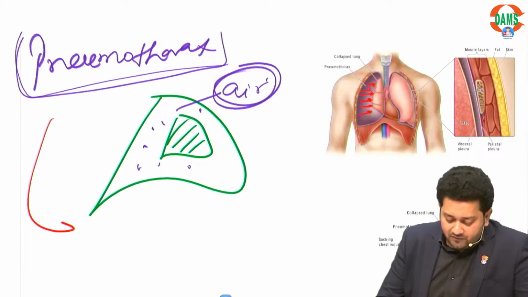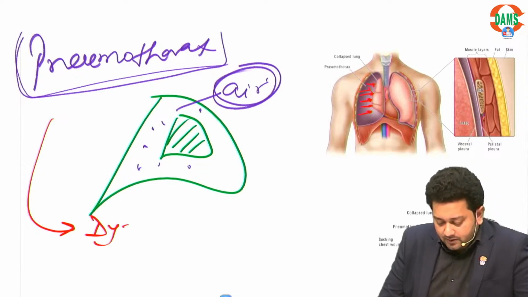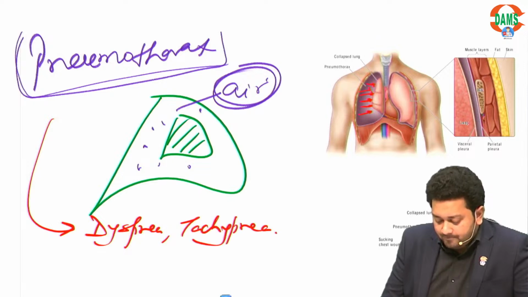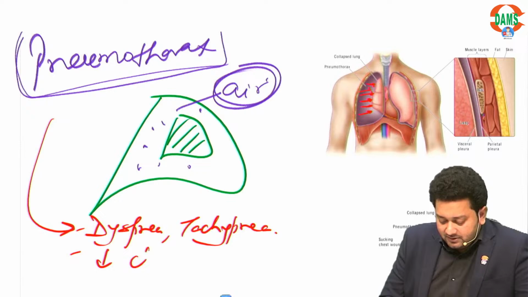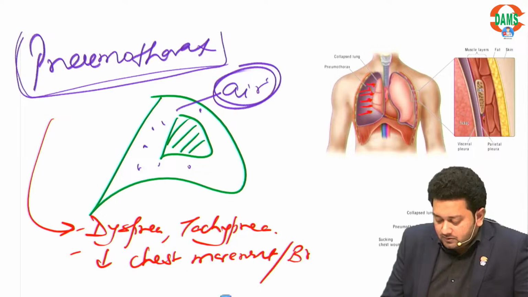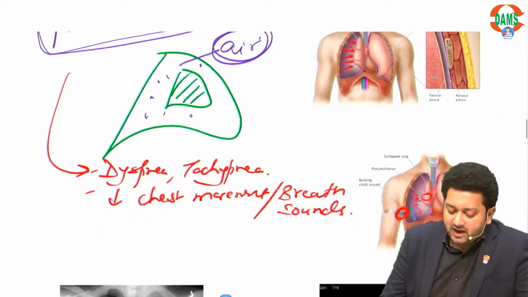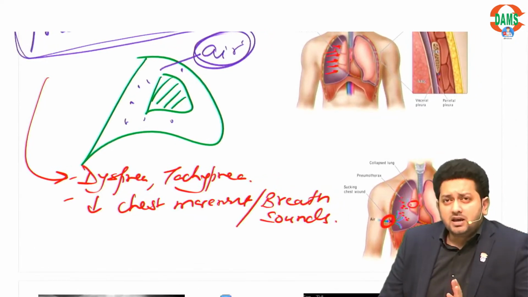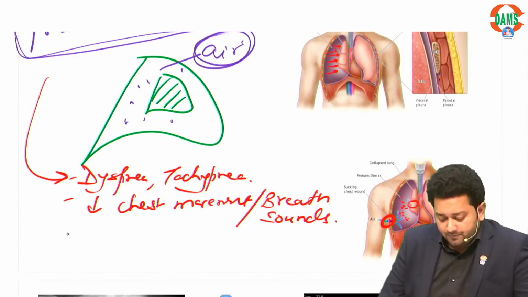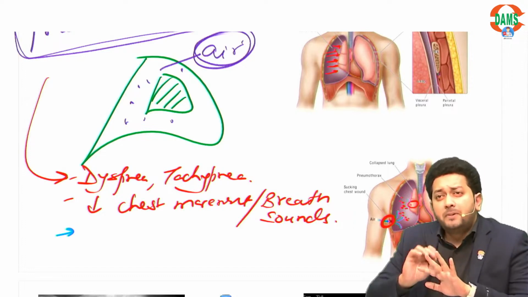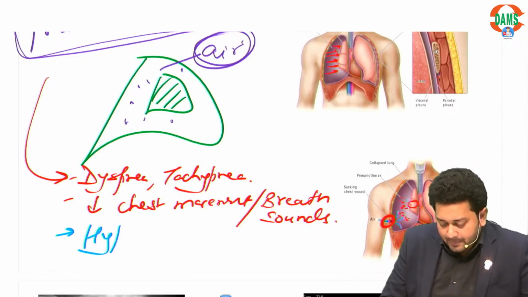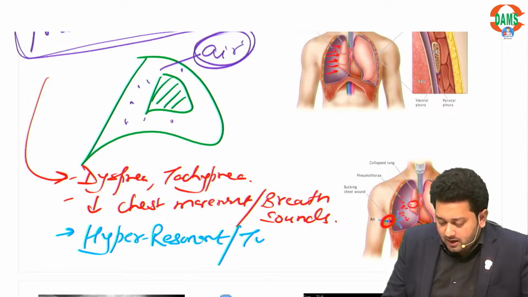So clinically, how to differentiate? There will be, same as hemothorax, dyspnea, tachypnea, decreased chest movement and breath sounds. But what is the main differentiating factor from the hemothorax? Because these things are seen in hemothorax also. In pneumothorax, when you do the percussion, you will see a hyperresonant or tympanic note.